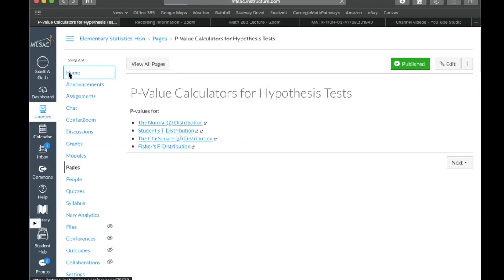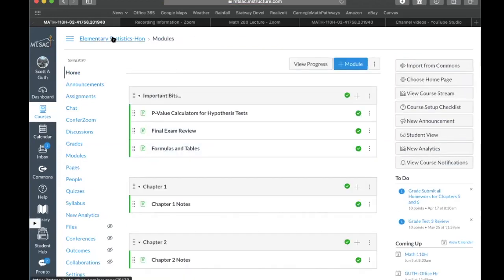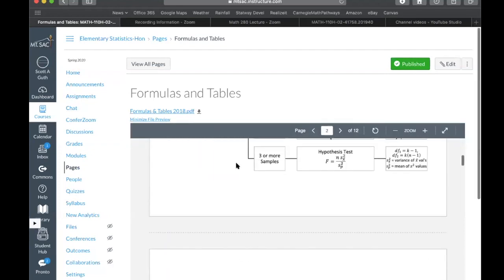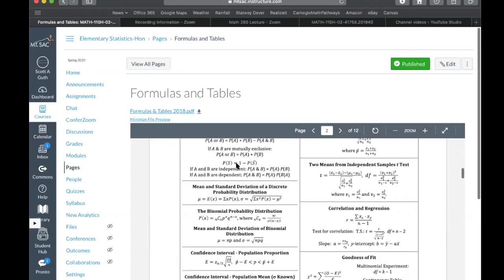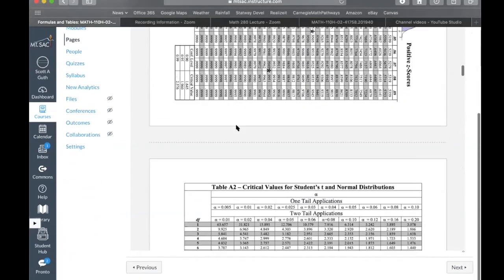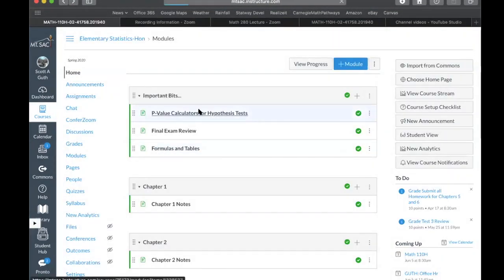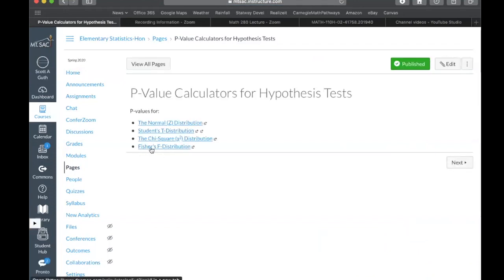On your home page in Canvas, there's a thing up on top that's now called Important Bits. That's where the final exam review is, and also a document that has all your formulas and tables. So if you want just one reference for formulas and tables, feel free to go in there. I've got the flowchart too. More formulas, tables, and so on. That's formulas and tables, but also the p-value calculator. So finally, we're doing the F distribution, which is Fisher's F, the very last one. We'll just click on that.